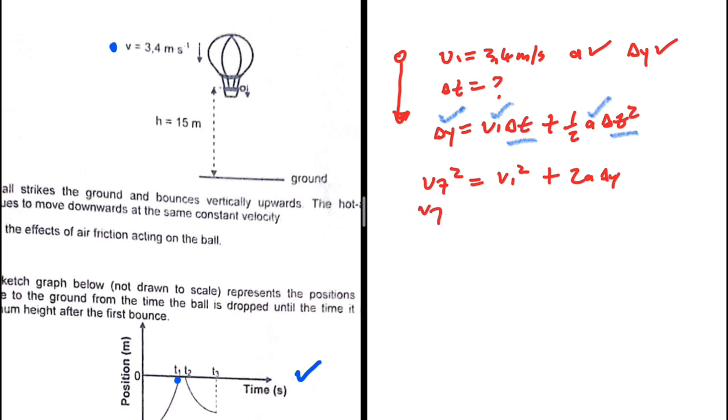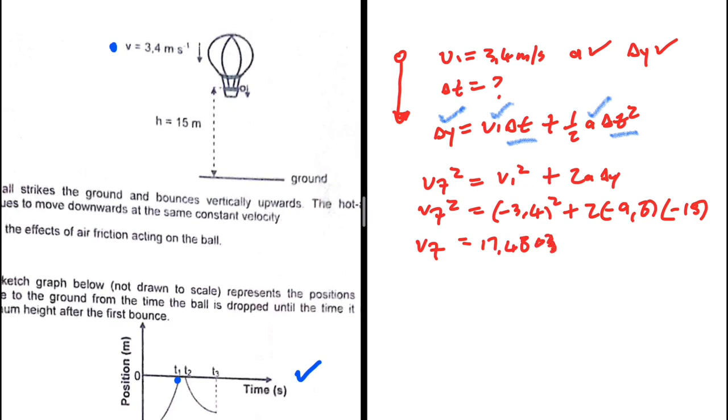But vf squared will be equals to vi, which is minus 3.4. We're taking up as positive. Plus 2, the acceleration is minus 9.8. And the displacement is minus 15. So vf is going to be equals to. So I'm going to put that in my calculator and take square roots at the same time. So plus 2 multiplied by minus 9.8 multiplied by minus 15. I'm getting 17.4803 meters per second. So this is my vf.